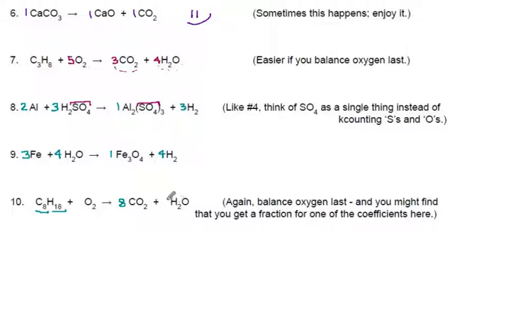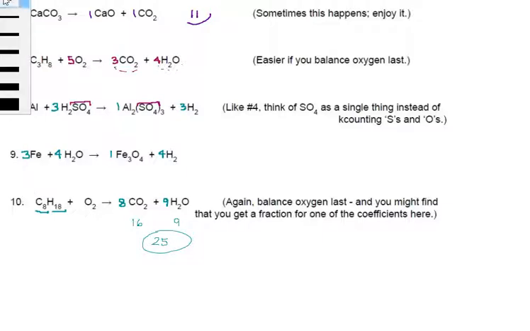What times 2 makes 18? The answer is 9. Now, careful, how much oxygen do we have on our right-hand side? 8 times 2, we have 16 oxygens in our CO2. 9 times 1, we have 9 more oxygens coming from our steam. 16 plus 9, we have 25 oxygens on the right-hand side.